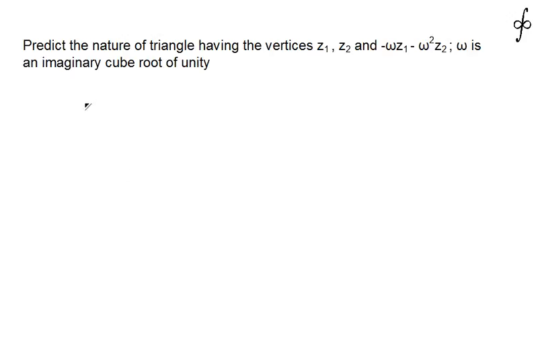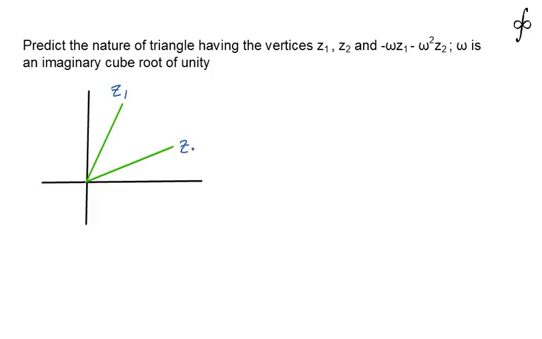Suppose in the Argand plane, this is the imaginary axis and this is the real axis. Let's plot two complex numbers z1 and z2. Suppose this is one complex number z1, this is another complex position vector z2, and let us label it. And what about the third one? This is a pretty interesting and tricky one: minus omega z1 minus omega square z2.